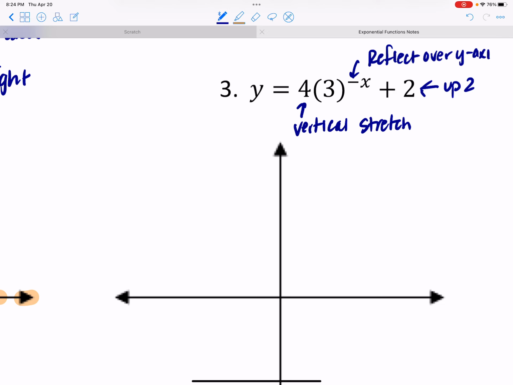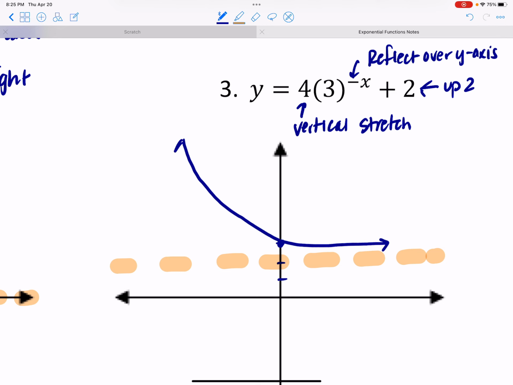So normally, my horizontal asymptote would be at 0, but this graph is going to go up 2. So my y-intercept, which is at 1, is now going to be at 3. My horizontal asymptote, which normally is at 0, is now up at 2. And then through that point, instead of making the increasing graph, because I put that negative there, I'm going to reflect over the y-axis and make this graph decrease. So it's going to look something like this. Oh, and because this is vertically stretched, maybe on this side I make it grow a little faster than I had drawn it.